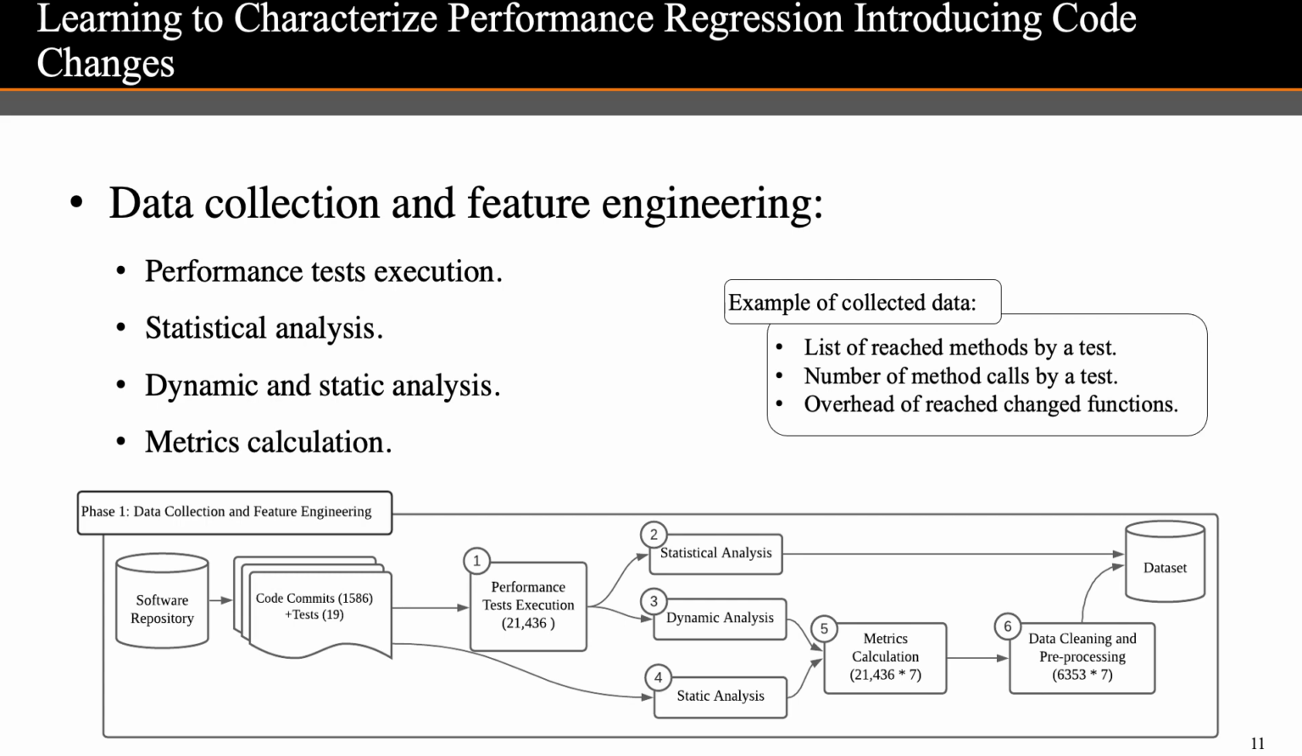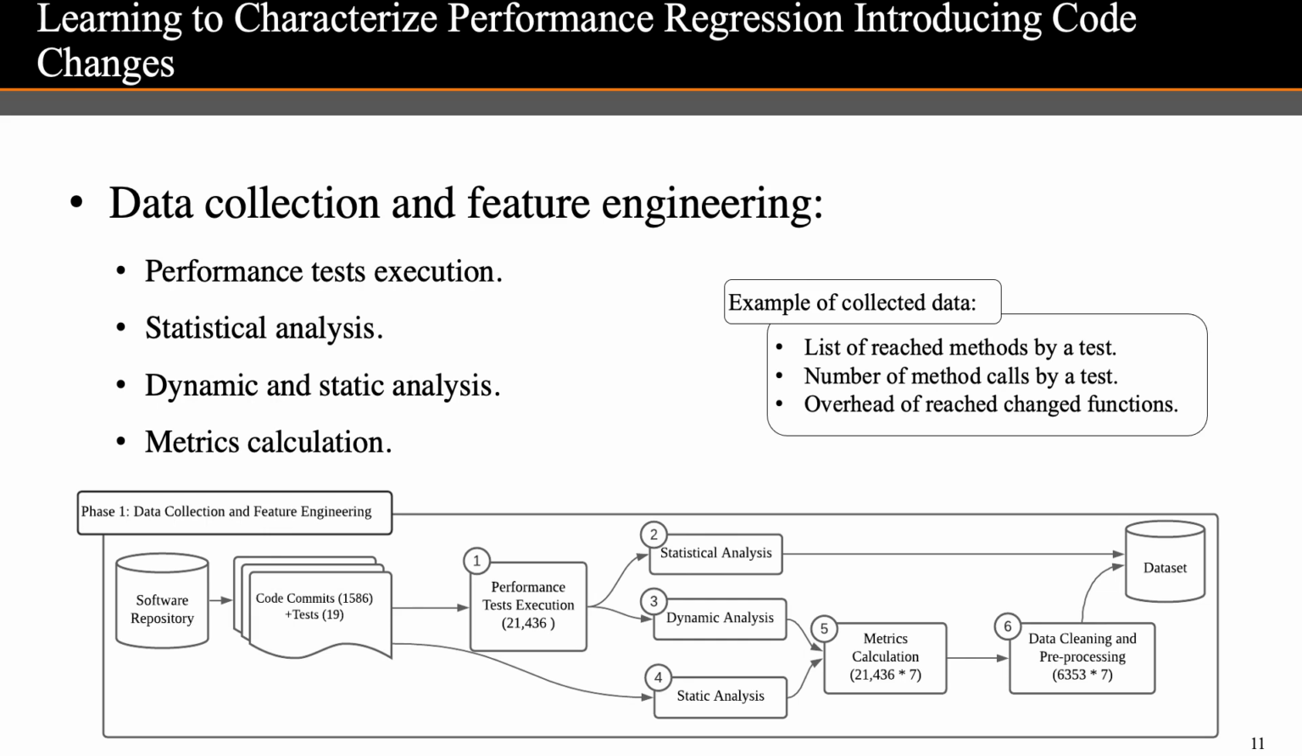The goal of performance tests execution process is to identify commits introducing regression and also to collect data required in calculating dynamic metrics. The statistical analysis process is to determine the significant performance changes followed by the test execution. Dynamic and static analysis processes are to collect data required for metrics calculation. An example of those data are the list of reached methods by a test and also the number of method calls by a test.